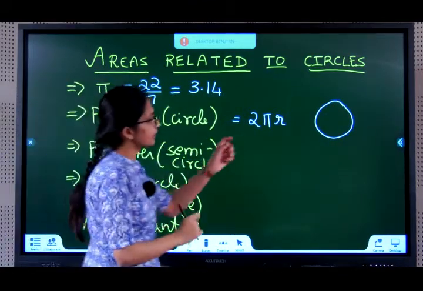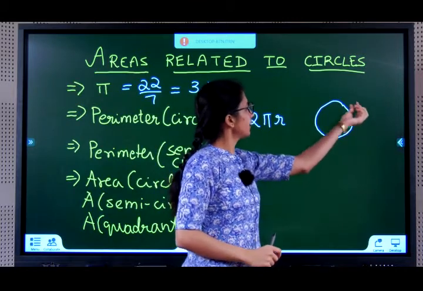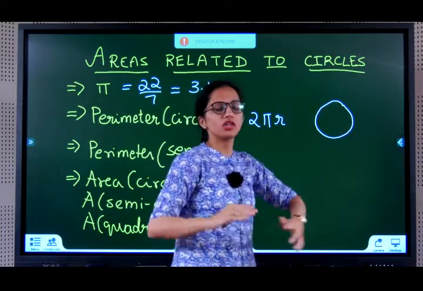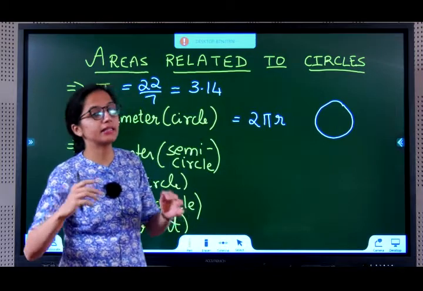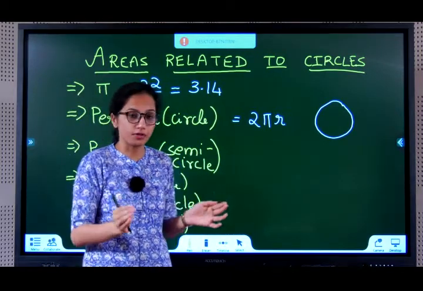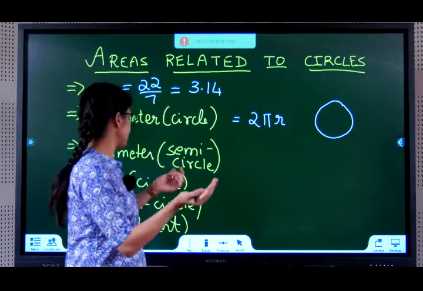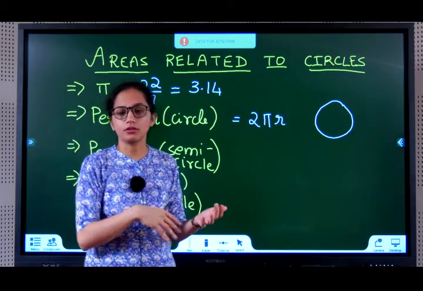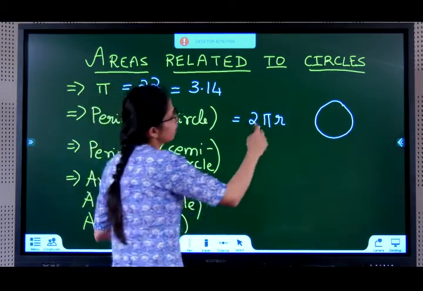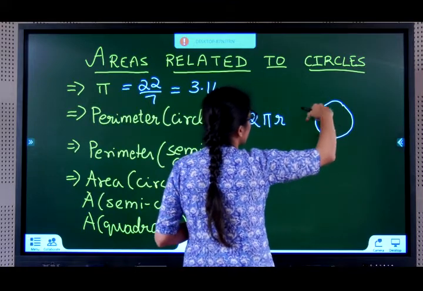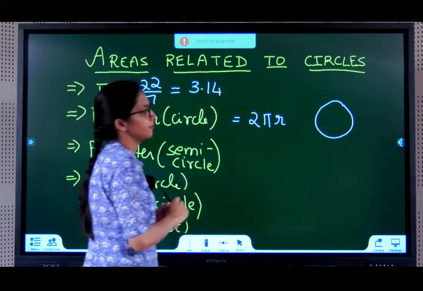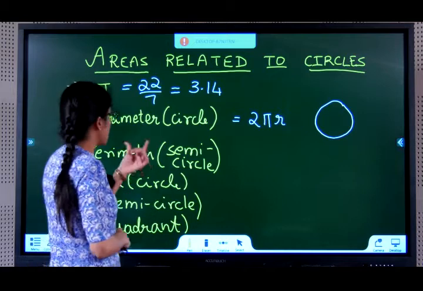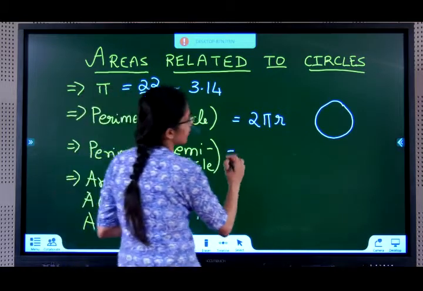Perimeter means you are only going on the boundary. So, remember one thing, whenever I say perimeter, think you are fencing the boundary, you are putting a fence. Whenever we say area, think you are painting the plot. So, 2 pi r meaning I am putting fence around this boundary and it is 2 pi r meters or distance or units.